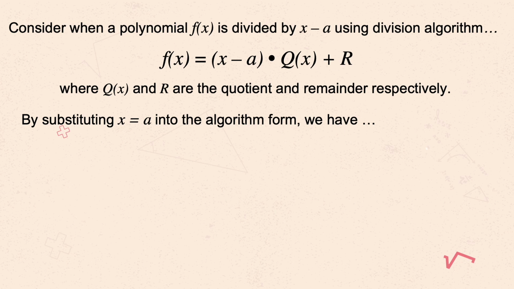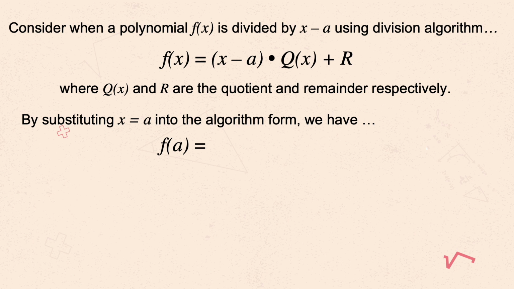Consider when a polynomial f of x is divided by x minus a using the division algorithm. f of x equals the quantity x minus a times q of x, plus r, where q of x and r are the quotient and remainder respectively. Now, by substituting x equals a into the algorithm form, we have f of a.